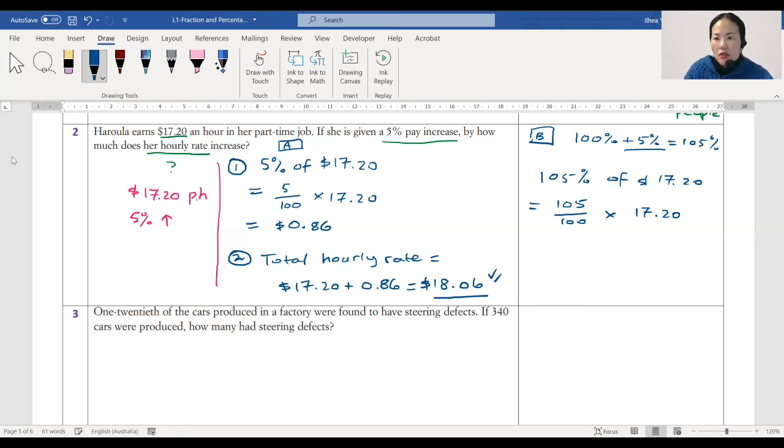Now you might think, oh, it's more than 100. Can we have more than 100? Yes, you can have more than 100. So don't worry too much. So if Harola gets a 10% pay increase, that would be 110%. Okay, so put that in your calculator. You will get exactly the same as the other one, $18.06. Okay, so there is method A, method B. A might be the most common way of doing it, but B is not a bad idea. It's shorter and it's not hard to understand.